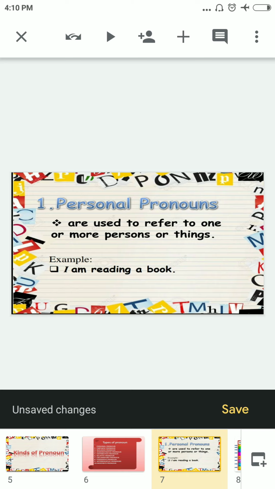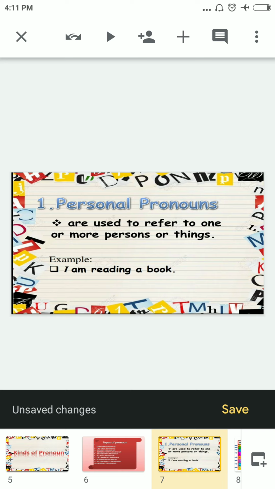The very first type is personal pronouns. So what are personal pronouns? Personal pronouns are used to refer to one or more persons or things. An example is also given here for your understanding, students, and this is: I am reading a book.